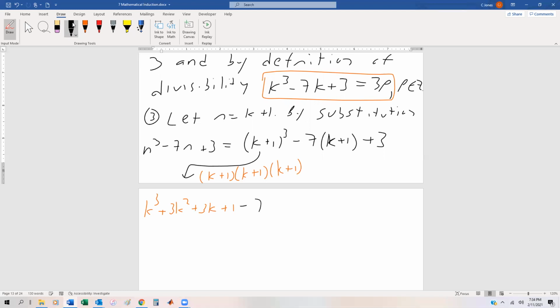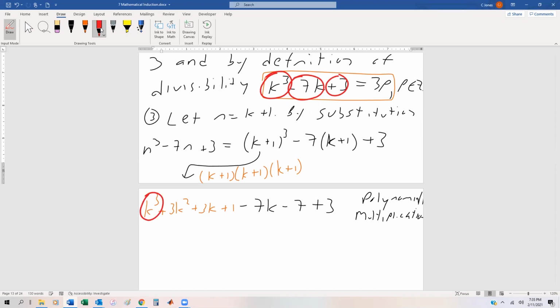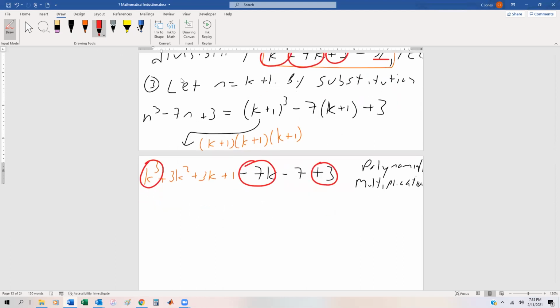We're going to distribute the negative 7, plus 3. And that's just by polynomial multiplication. So what do we usually do? We usually combine like terms. But this is one of the things in discrete mathematics where we don't want to combine like terms. And why is that? Well, if we look up top, we have a k cubed, a minus 7k, and a plus 3, and all of those are equal to 3p. So let's just use induction and say that we have 3p from these three terms.